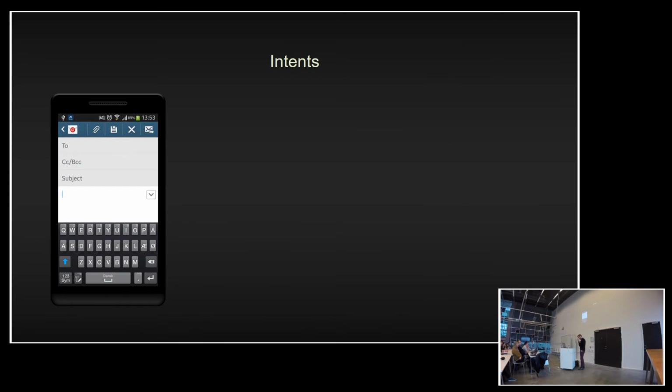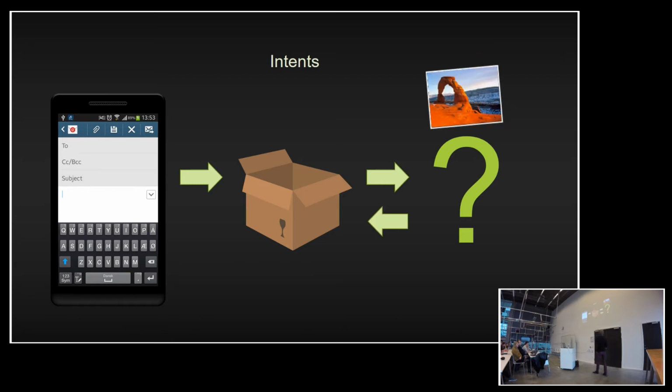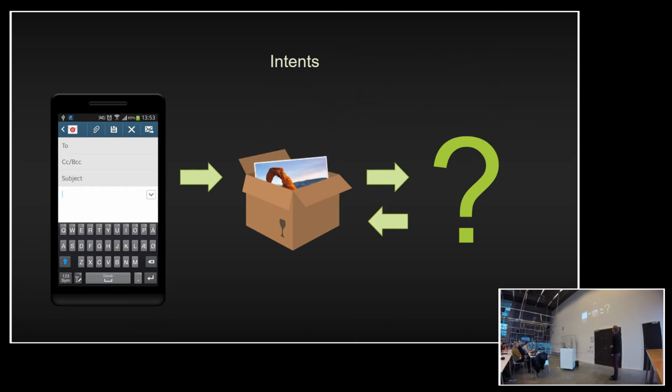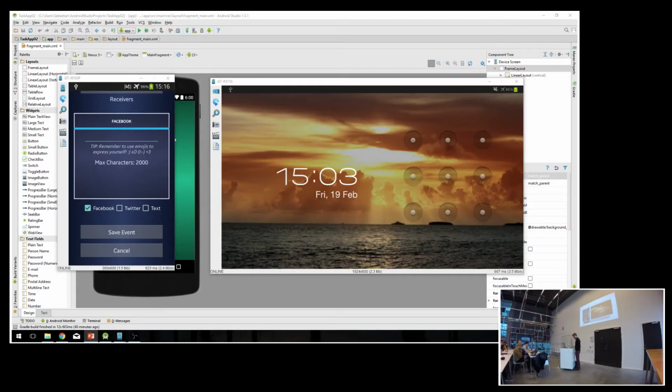And in the same way, you can work it the other way around. If you're in an email and you need to attach a photo, you can say, well, I'm going to ask whatever for a photo. And the Android system will say, you can get it from your camera, you can get it from your gallery, whatever. It'll take that photo, put it back, and now you have your photo in your activity. It's very cool. So you can work with different apps in that way. We're going to see how that works right now.